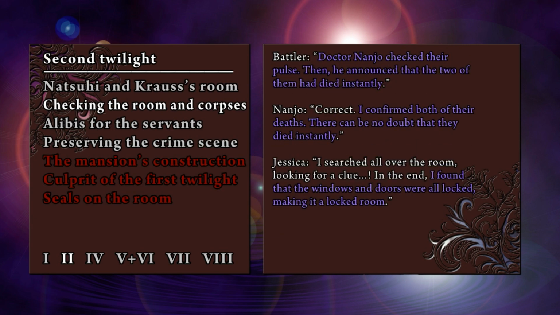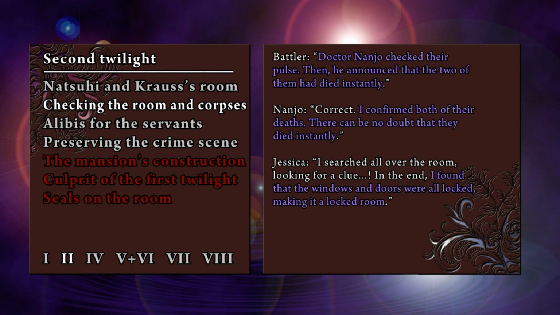Second Twilight. I'm going to go back to the first Twilight, because that's a little bit confusing for some reason. Okay. So Nanjo confirms that both Natsuhi and Kraus are dead. So we can exclude them as the culprits as well. Nanjo confirmed the deaths of the second, I'm not going to write Twilight.